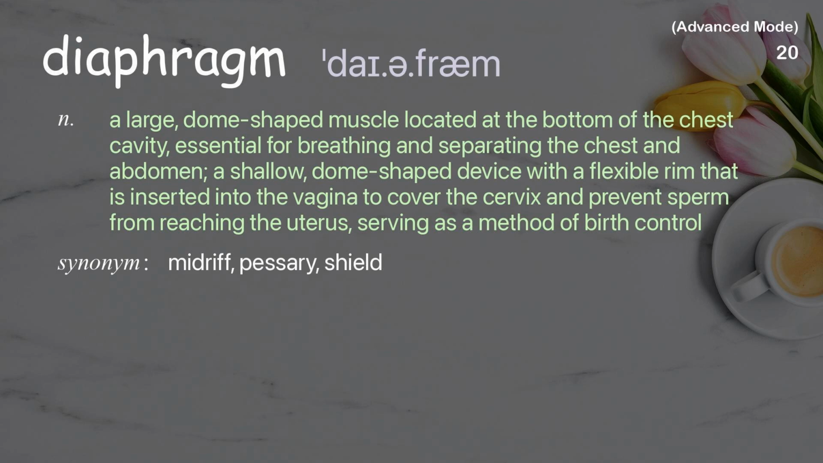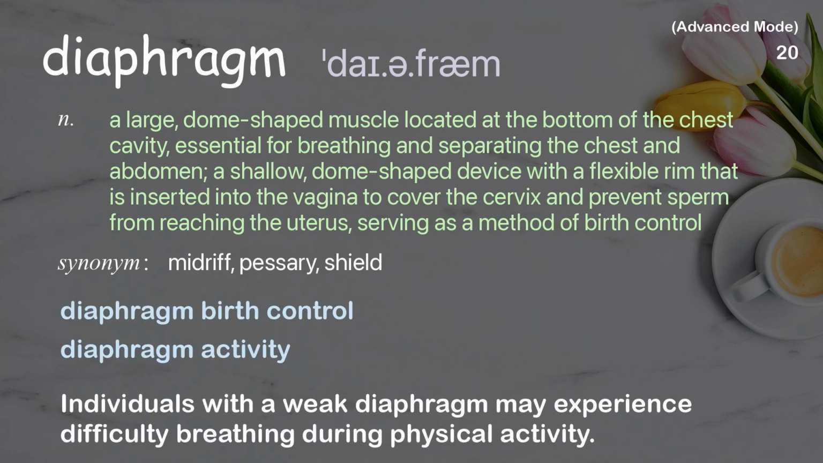Diaphragm. A large, dome-shaped muscle located at the bottom of the chest cavity, essential for breathing and separating the chest and abdomen, a shallow, dome-shaped device with a flexible rim that is inserted into the vagina to cover the cervix and prevent sperm from reaching the uterus, serving as a method of birth control. Examples: Diaphragm birth control. Diaphragm activity. Individuals with a weak diaphragm may experience difficulty breathing during physical activity.